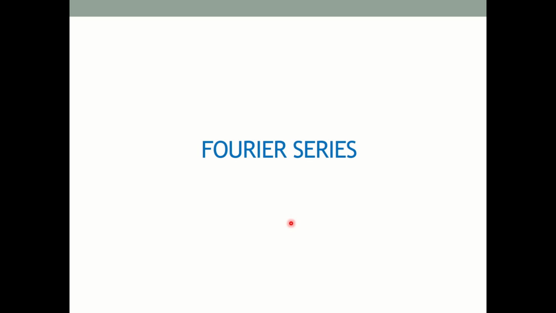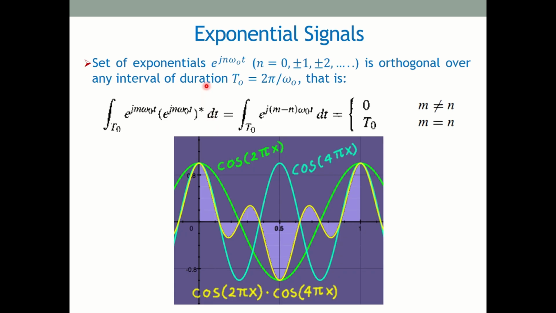Fourier series is to represent a periodic signal in terms of complex exponentials, as a sum of complex exponentials. So what are complex exponentials? This e raised power j n omega naught t represents a set of complex exponentials. The set depends upon the values of n. They can be from 0 up to plus minus infinity.